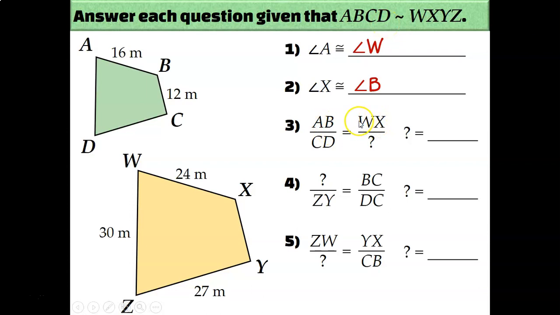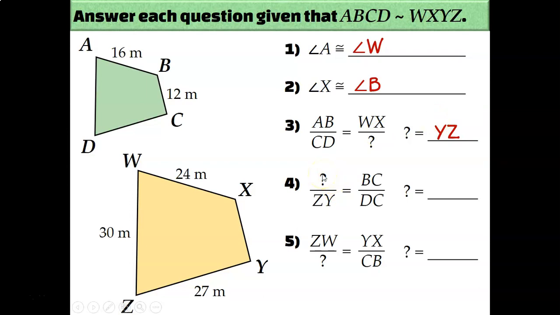Now let's try to complete some proportions that are missing a part. My first ratio says AB over CD. Those are the first two letters of the first quadrilateral's name and the last two letters of the first quadrilateral's name. And that's set equal to WX over something. Well, WX is the first two letters of the second quadrilateral's name. That corresponds to the AB that we saw to begin with. So I need to make this question mark correspond to the CD that we saw in the first ratio. Well, CD were the last two letters, so my answer here must be YZ, because those are the last two letters of the second quadrilateral's name.